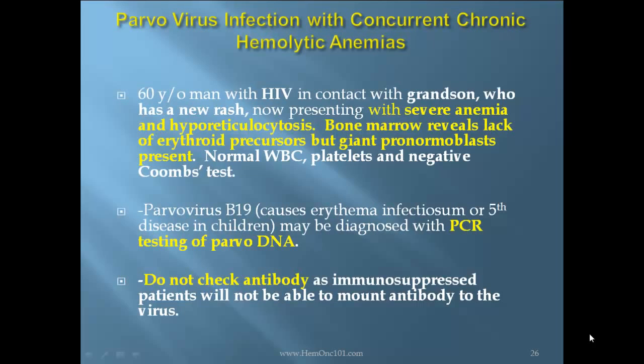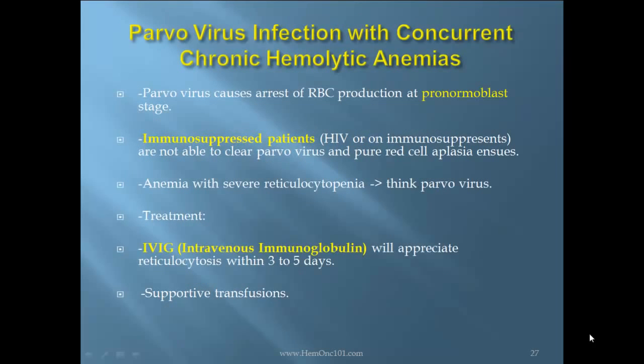Parvovirus B19, which causes erythema infectiosum or slapped cheek disease in children, may be diagnosed with PCR testing of Parvo DNA. Do not check antibody, as immunosuppressed patients will not be able to mount antibody to the virus. Parvovirus causes arrest of RBC production at the pronormoblast stage. Immunosuppressed patients, HIV or on immunosuppressants, are not able to clear Parvo, and pure red cell aplasia ensues.